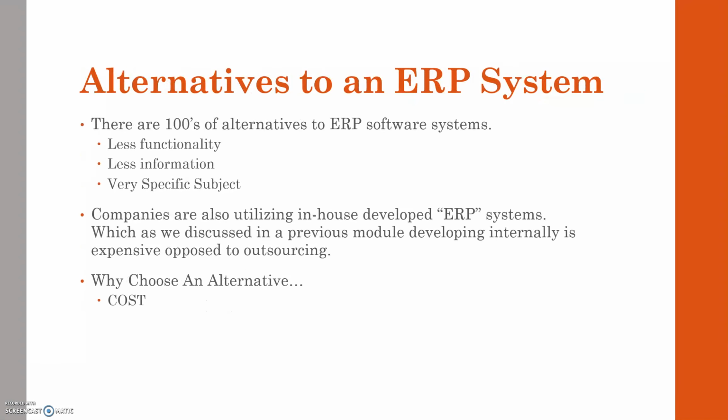Just briefly, we're going to touch on the alternatives to an ERP system. There are hundreds of different software products out there that are alternatives to ERP systems. Many of them offer less functionality, less information, and are very specific to your subject or department. They might offer you just an HR software, just a CRM software, or just an accounting software. So much less functionality, very scaled back, as opposed to a full encompassing ERP system.